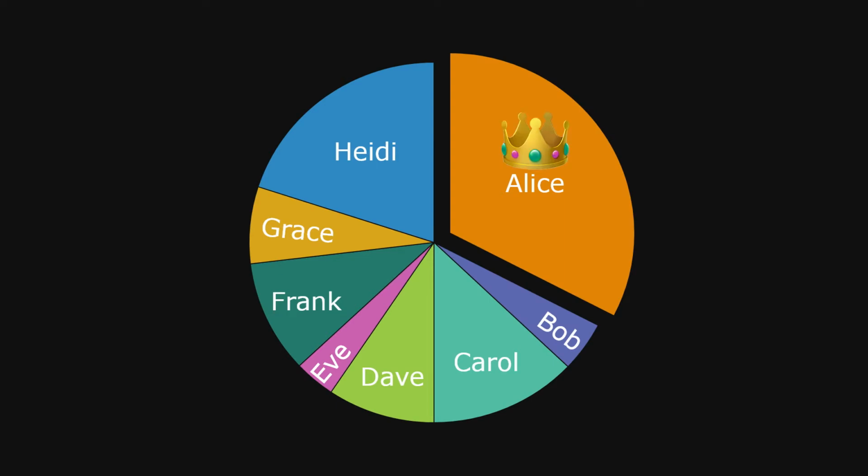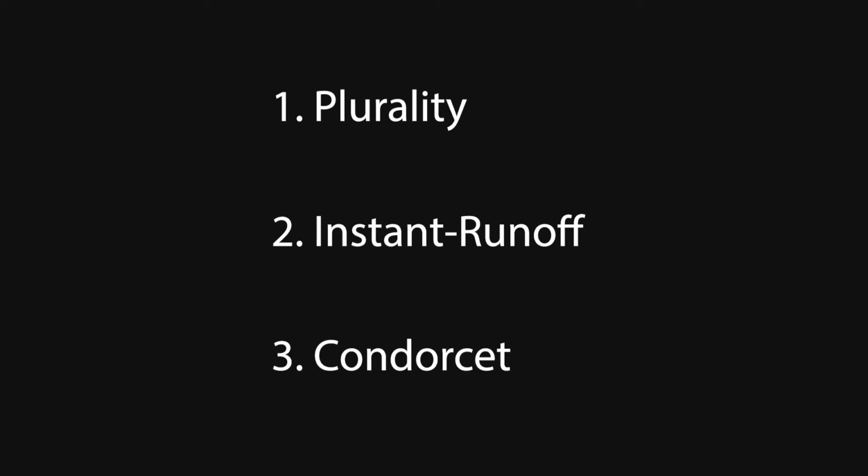But this isn't the only way elections can work. There are many voting systems out there, but in this video we're going to focus on 3: Plurality, instant runoff, and a Condorcet system. Before we delve into how each of these voting systems works, it's helpful to construct an ideological space.